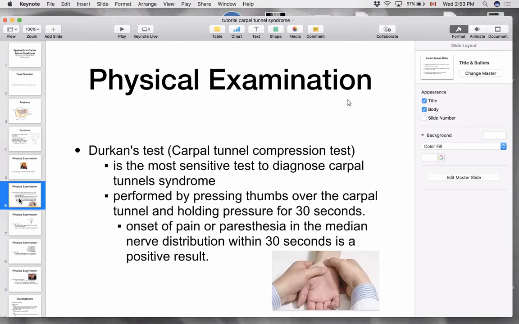So you put your thumb on the carpal tunnel and compress for 30 seconds. After that, the patient will have pain and paresthesia in the distribution of the median nerve. That means it's a positive test. This is the most sensitive test to diagnose carpal tunnel syndrome.